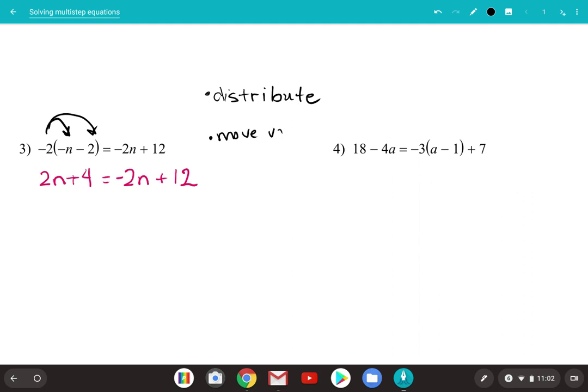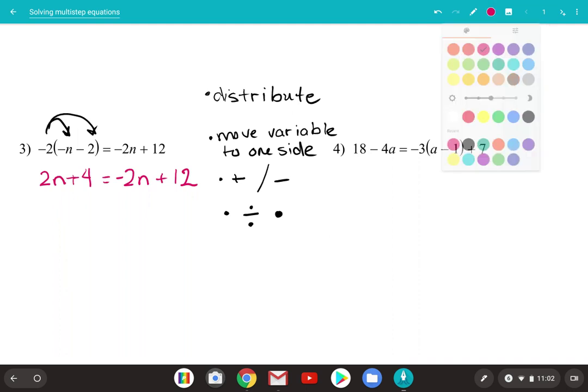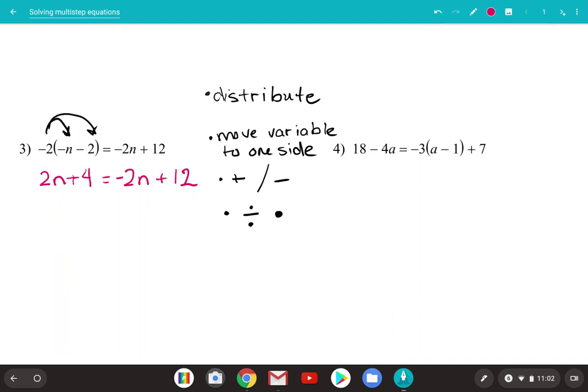Move variable to one side. And then if you remember the other ones we did, we're going to do the addition or subtraction. And then we're going to do the multiplication or division. Okay? So go back. We're going to move the smaller variable. The negative 2n is smaller, so I'm going to move it. So we get 4n plus 4 equals 12.